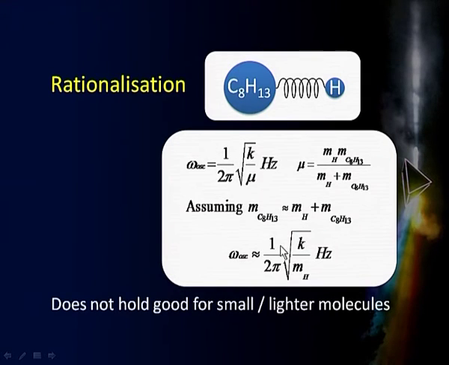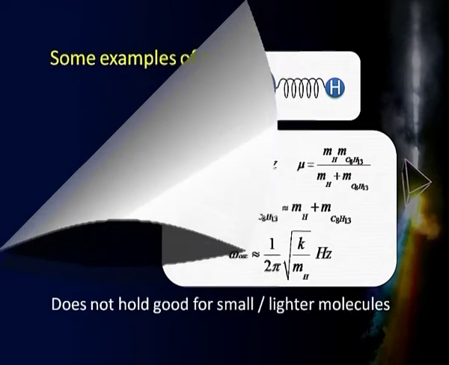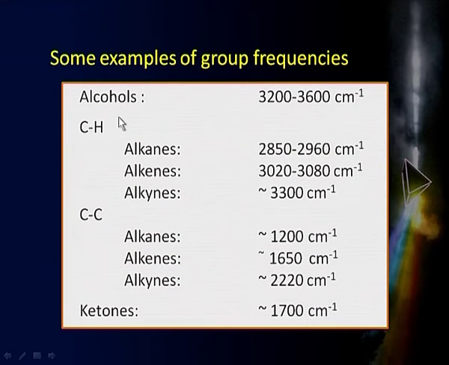So that is the way we rationalize the so called constancy of group frequencies of the molecules as observed in the IR spectrum. Now let us take some examples. Typically alcohols will have the group frequencies in the range of about 3200 to 3600 centimeter inverse. Now if you look at a CH, that means I am talking about the vibration frequency of carbon hydrogen bond, in case of alkanes, that's the kind of range we have, about 2850 to 2960. That of alkenes becomes slightly more, that is 3020 to 3080. That of alkynes, I just mentioned, is about 3300 centimeter inverse.